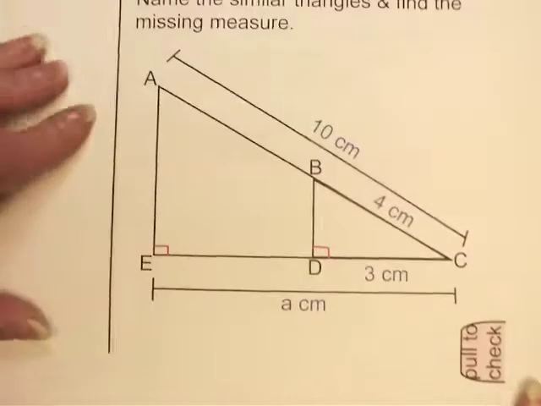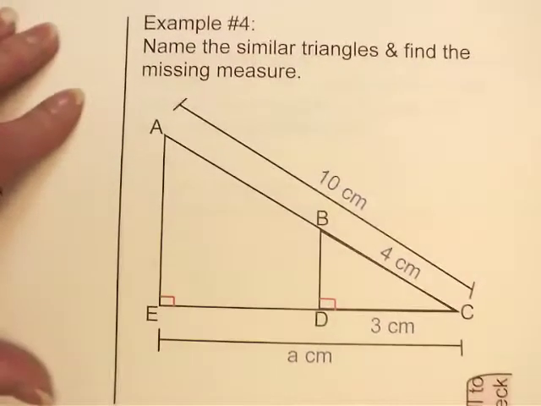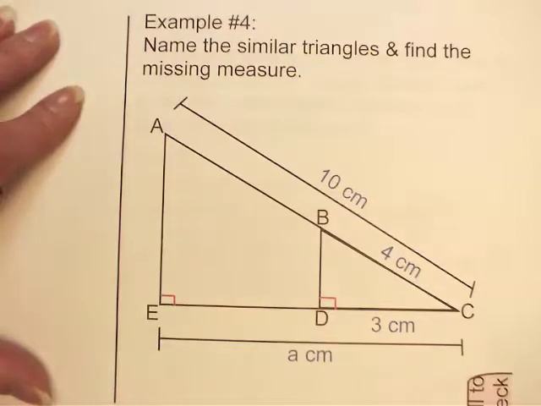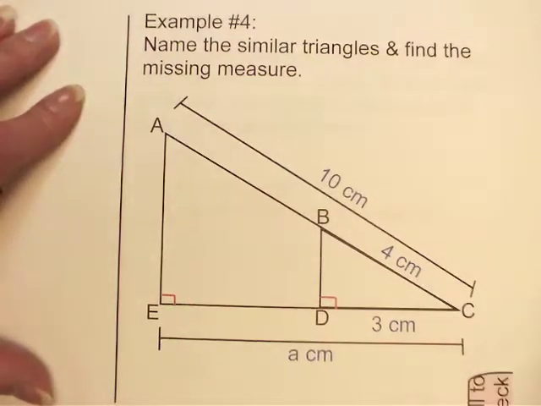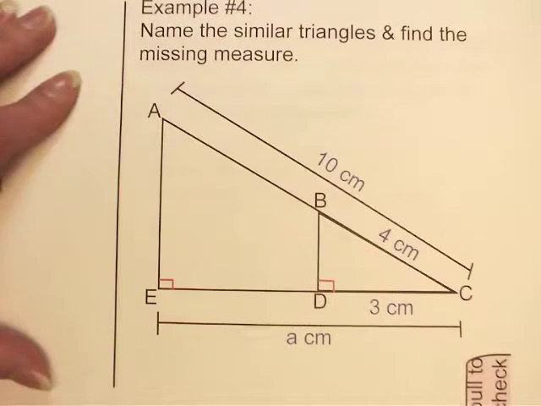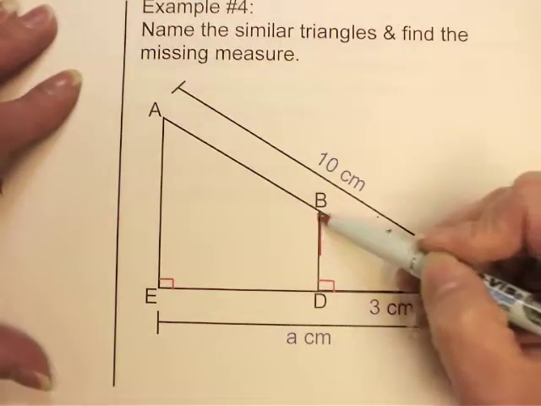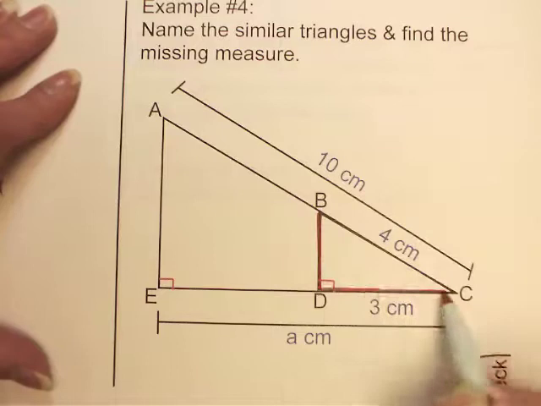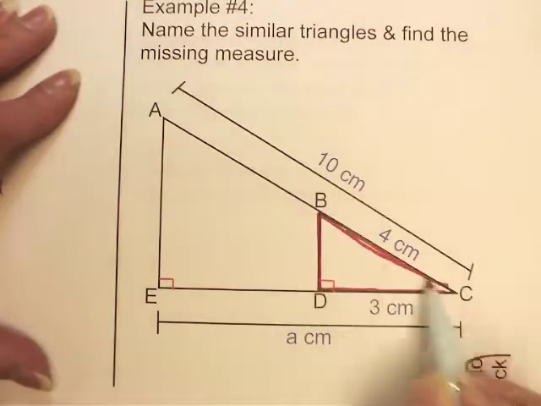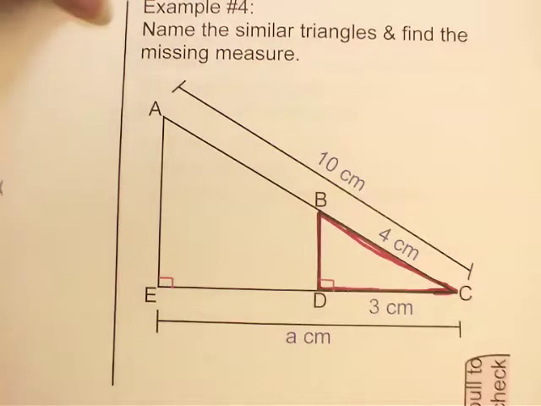Example number 4. Name the similar triangles and find the missing measure. Now this one's a little tricky because if you take a look, you see this big triangle, but what you don't see is there's a smaller triangle hidden inside. I'm going to go ahead and just outline that so you can see it. This small triangle inside. So the best way to do this is to probably separate the triangles.